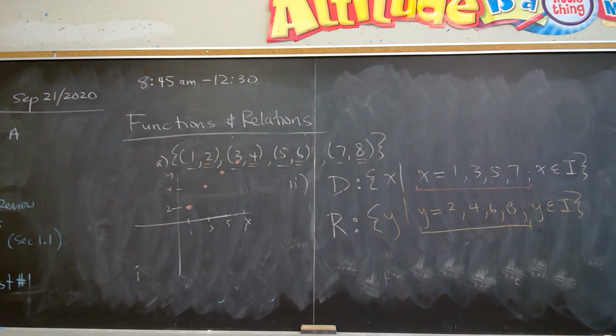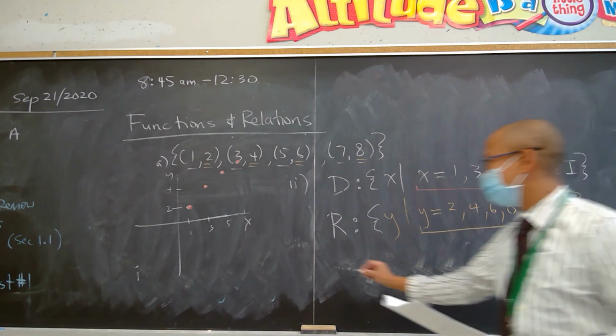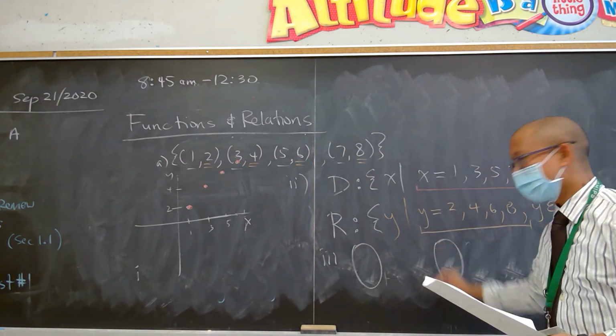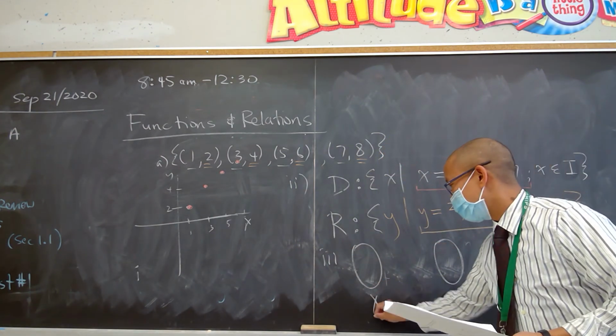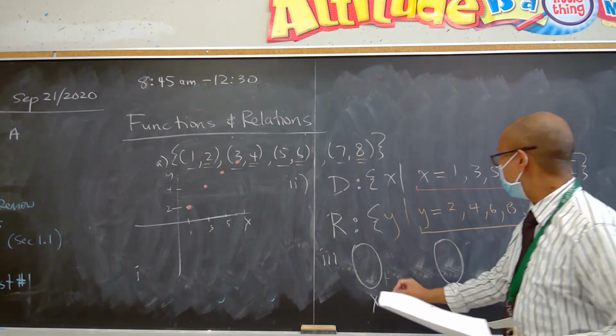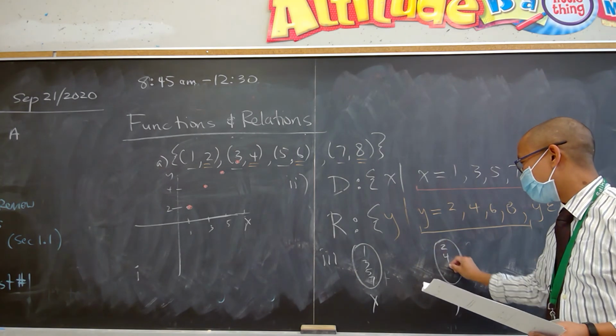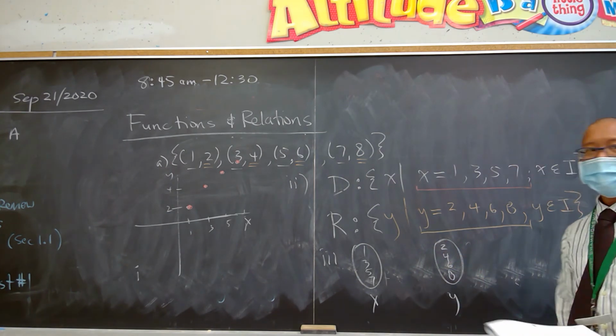Question 3 is really silly. Create a mapping diagram for the ordered pairs. So watch what I'm going to do for number 3. I apologize, I'm running out of room, but I want to keep it in the camera. So what you would do, 1, 3, 5, and 7, and 2, 4, 6, and 8.